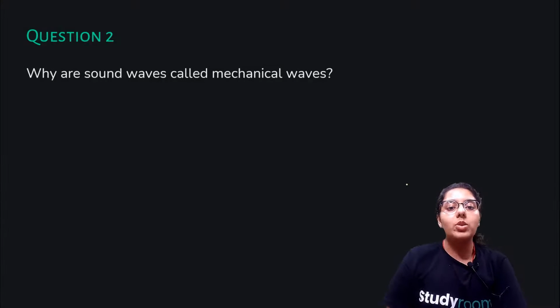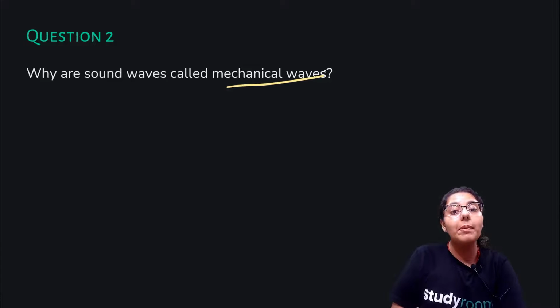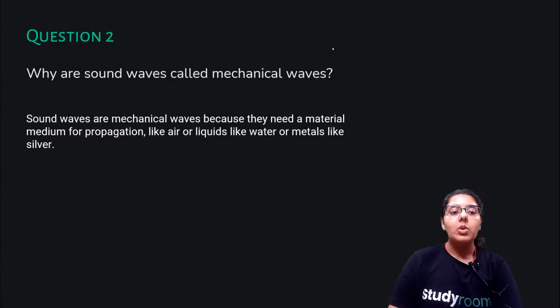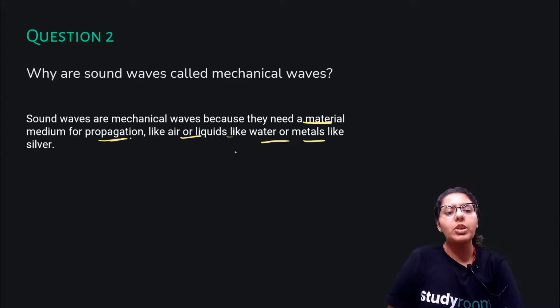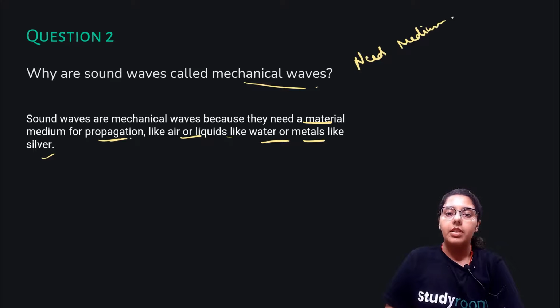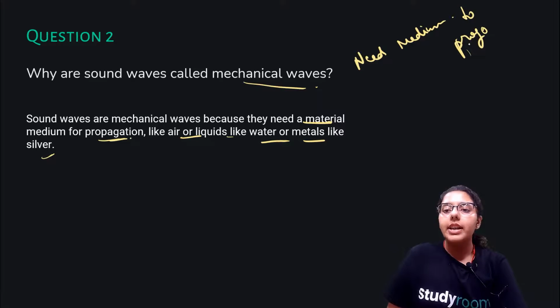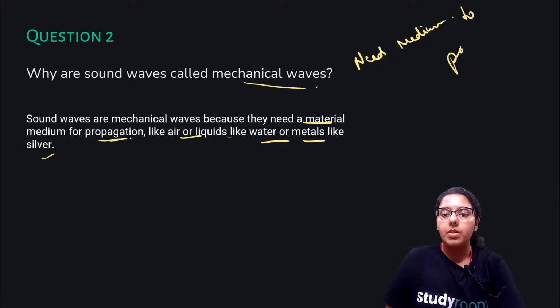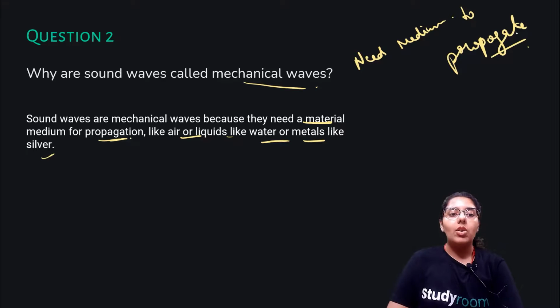Let's do one more question. Why are sound waves called mechanical waves? Because they need a material medium for propagation, like air, or liquids like water, or metals like silver. What are mechanical waves? Mechanical waves are those waves which need a medium to propagate. Since these waves need a medium to travel, that's why they are called mechanical waves.